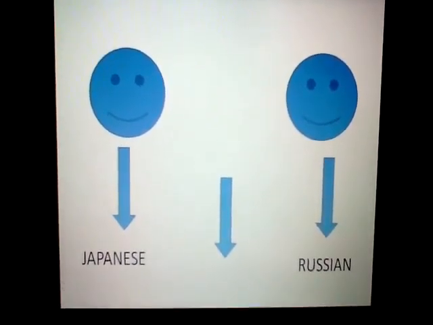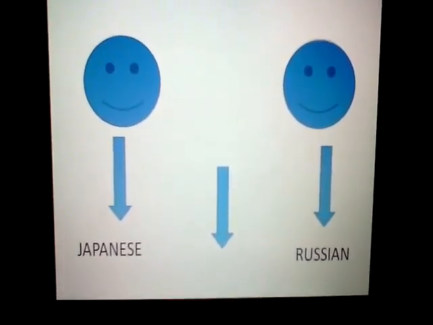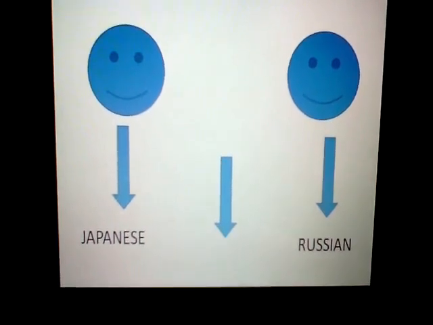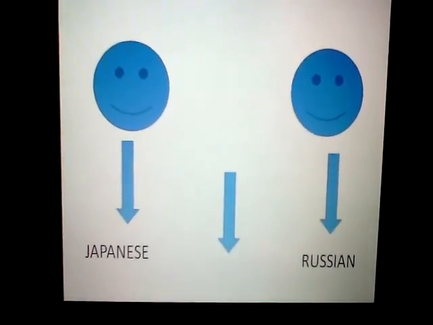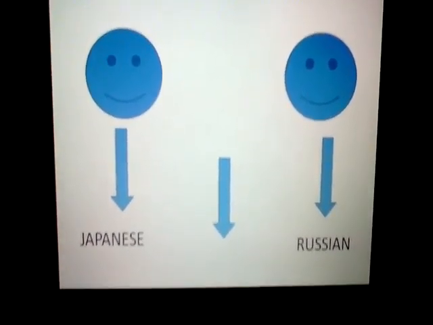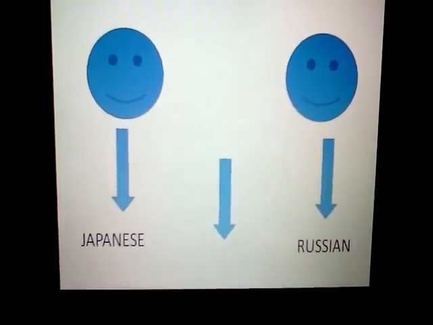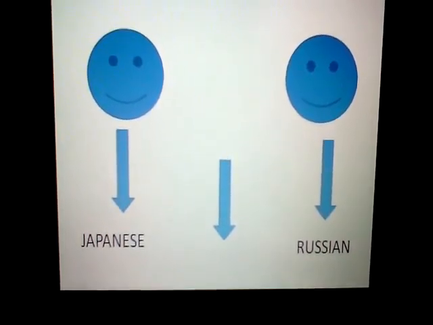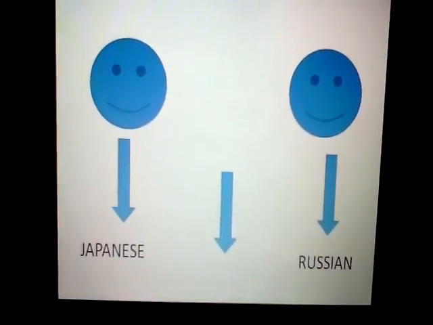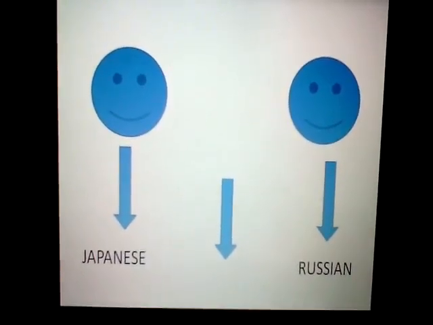Suppose you take a Japanese person and a Russian person. If a Japanese person wants to communicate with a Russian person, definitely he should know the Russian language. In a similar case, if a Russian person wants to communicate with a Japanese person, he should know Japanese. In order to communicate with each other, if the Japanese person doesn't know Russian, then he keeps a translator to translate his language into Russian.